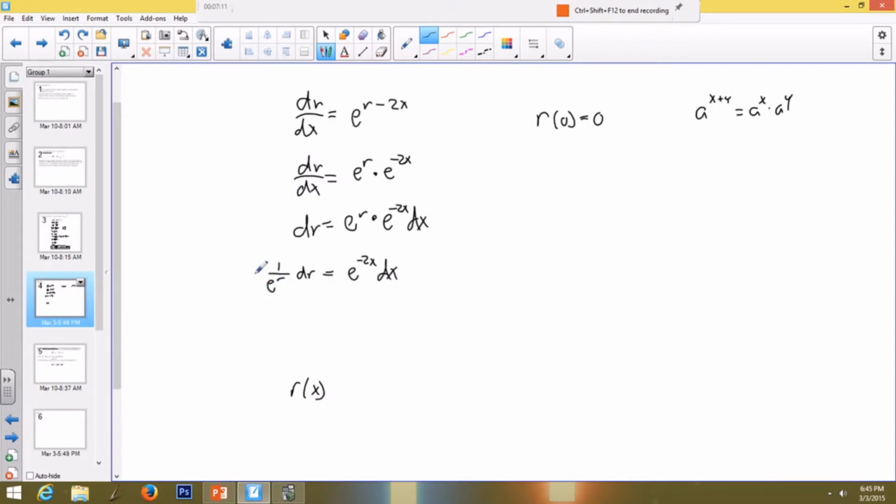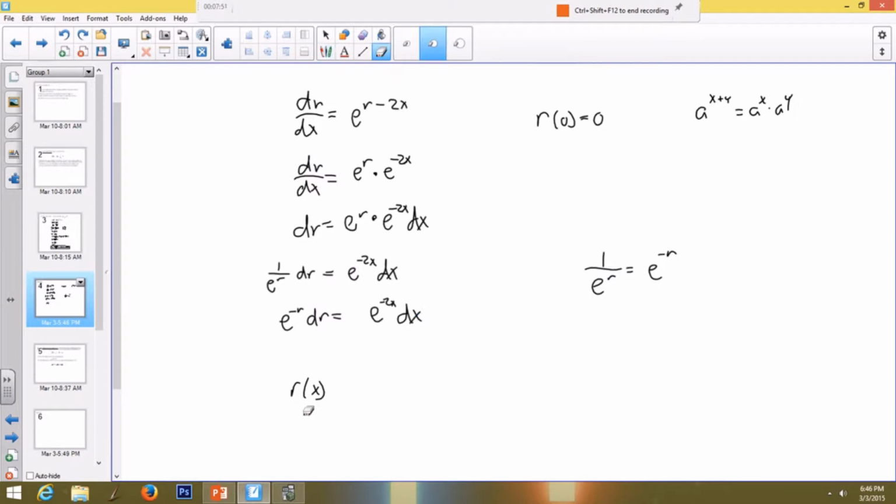Now, I could take the integral of both sides at this point, and then I'd have the ln of, and I'd have a substitution here. But let's remember that if you have 1 over e to the r, we can rewrite that as, excuse me, I screwed that up. I knew what I was thinking about, but I didn't get it done. Okay, we can rewrite this as e to the negative r, as a positive, or make it in the numerator. Remember, that's the definition of a negative exponent. So I'm going to rewrite this as e to the negative r dr equals e to the negative 2x dx.